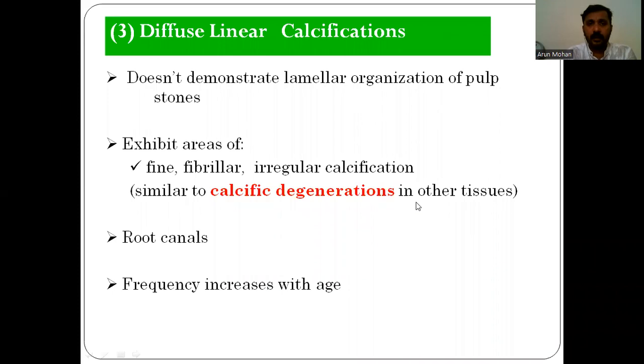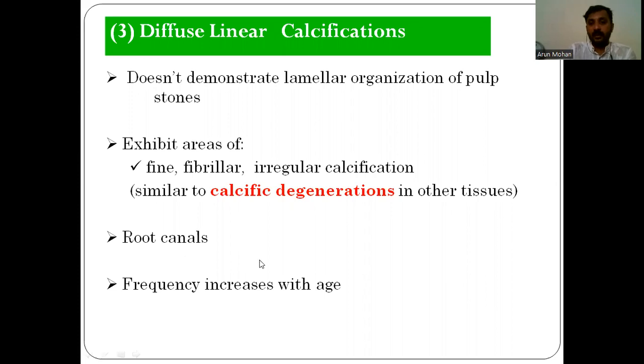The third type of pulp calcification is diffuse linear calcification, which is more like a false pulp stone, but they will be found more towards the root canal regions, which will give them a linear shape instead of the concentric lamellae in a circular shape, which we usually see in the crown region. You will see linear calcification. So that is the only difference. Other than that, it will be quite similar to a pulp stone or false denticle.